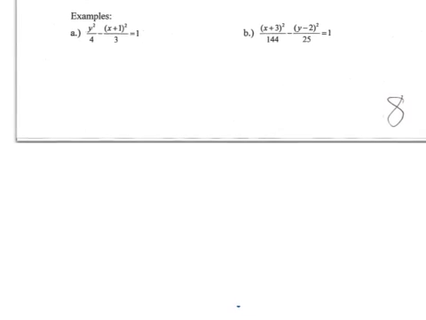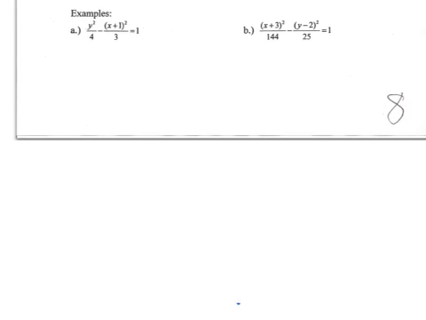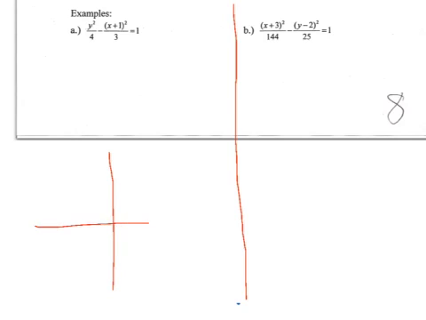So the first hyperbola that we'll graph is y squared over 4 minus (x plus 1) squared over 3 equals 1. So we'll go ahead and draw a little line right here to separate it. And I'll start by sketching a graph.